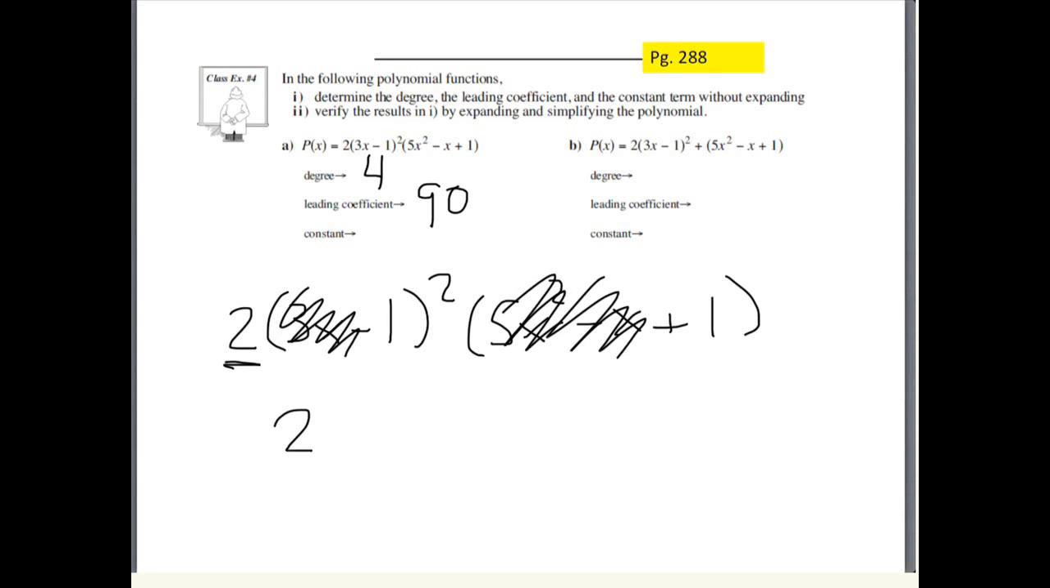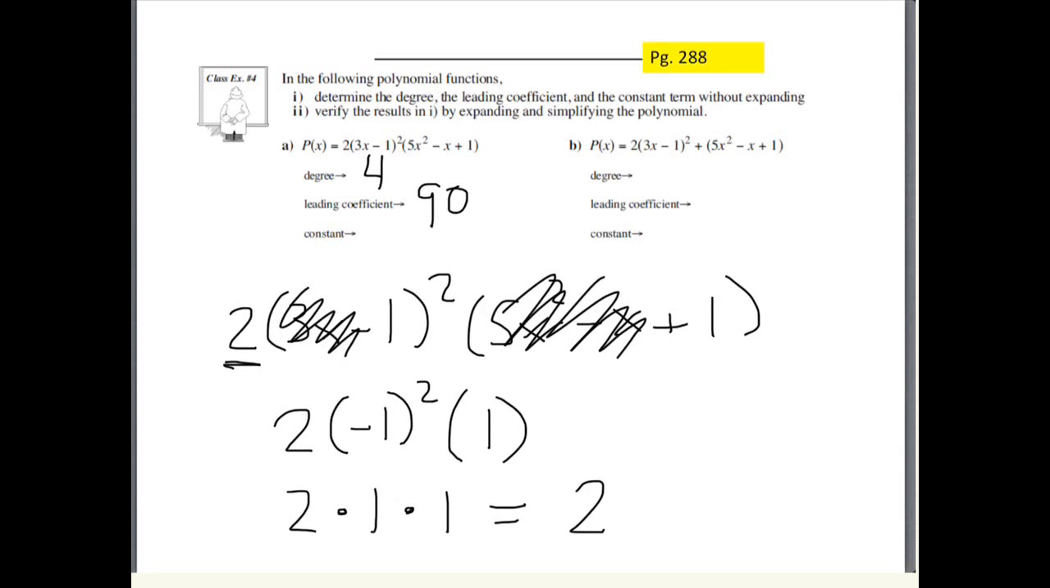So if we scrunch this down, we've got 2, and then we've got minus 1 squared, and then we have that 1 left over in the other set of brackets. So, BEDMAS rules. We have negative 1 squared, which is just going to be 1. 2 is going to multiply that, and this is also going to be multiplied by 1. So your constant is going to be 2.